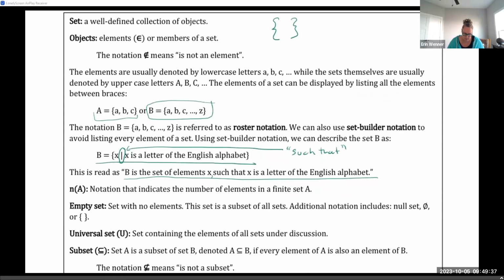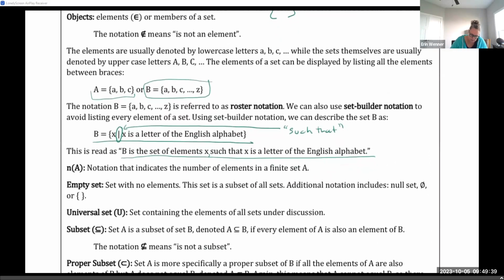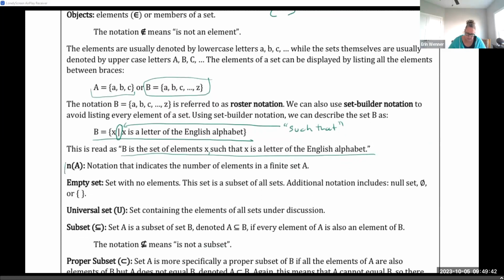And then from there, we've got this notation here, N of A, which indicates the number of elements in a finite set A. So for example, if I said that A is equal to the numbers 1, 2, 3, 4, and 5, that's the set A. When I say N of A, I'm saying how many elements are in that set. Well, there are 5 numbers in that set. So N of A, the number of elements in A, is equal to 5.